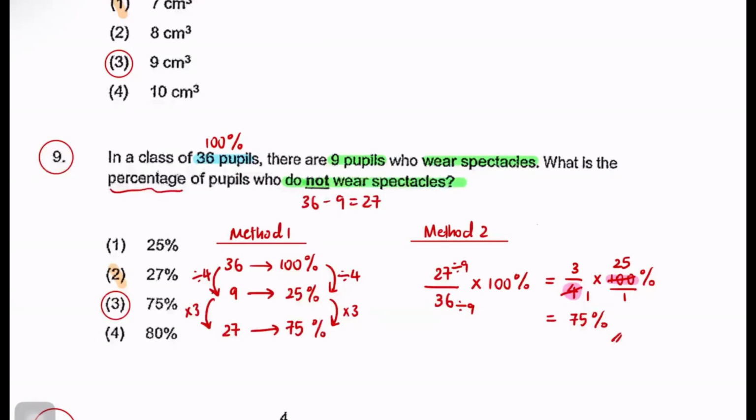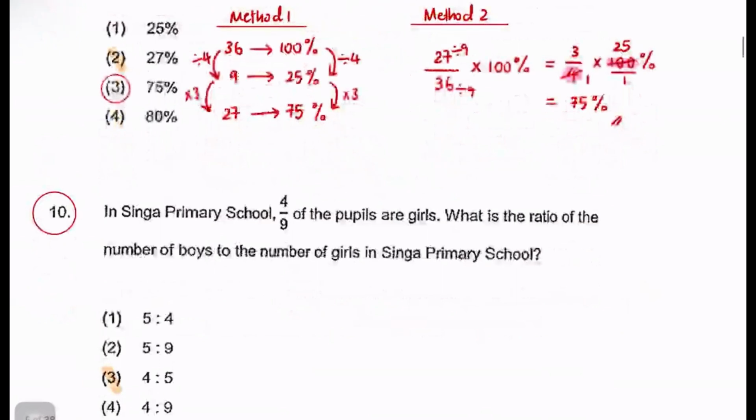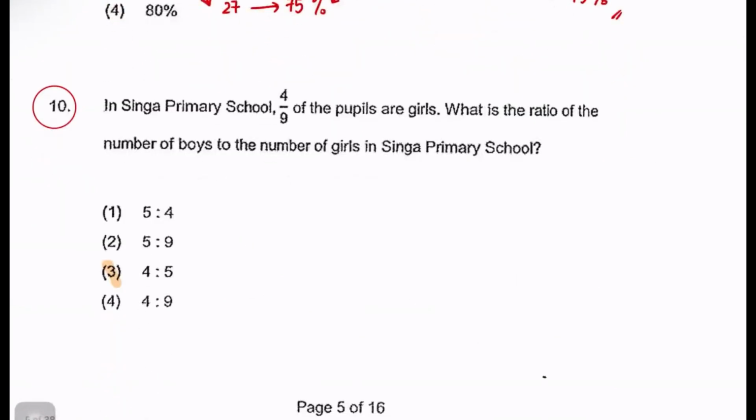Okay, question 10. Are you okay? Surviving? Question 10. In Singapore primary school, 4 over 9 of the pupils are girls. Careless, right? Okay, 4 over 9. Oh, Kira, you understand.